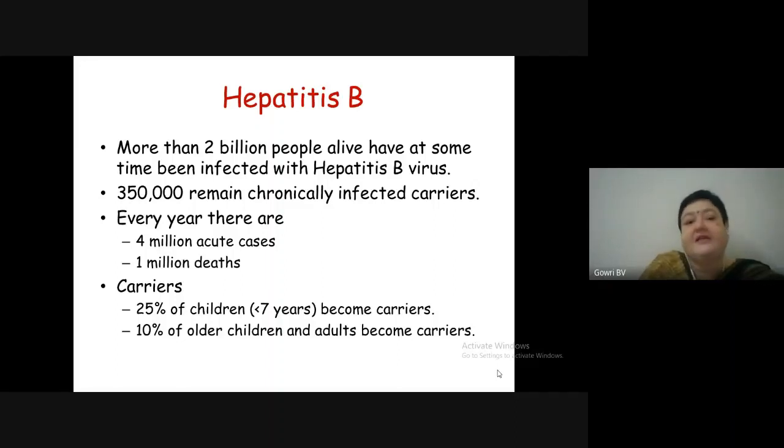I repeat the slide. More than 2 billion people alive have at some time been infected with hepatitis B virus. 350,000 remain chronically infected carriers. Every year, there are 4 million acute cases and 1 million deaths. As for carriers, 25% of the children who are less than 7 years become carriers, and 10% of the older children and adults become carriers.